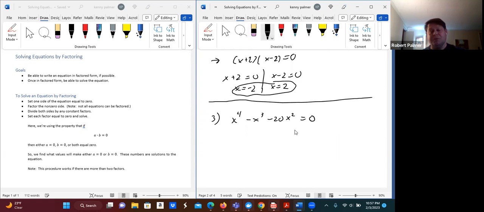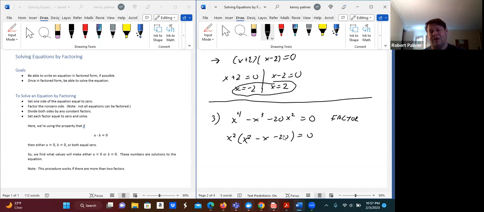So now what we want to do is factor. If you notice, we have a common factor of x squared. Let's take that out first. And if you take that out, what we have left is x squared minus x minus 20.